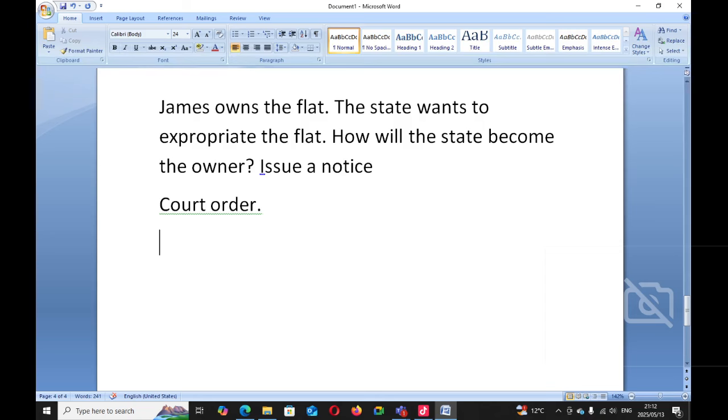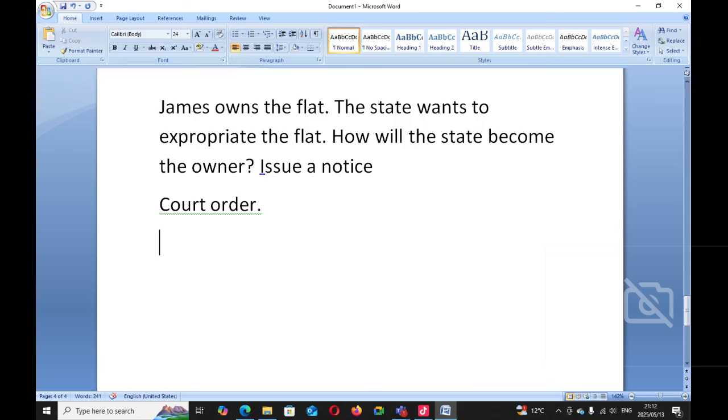Compensation is a procedure of expropriation. Remember, if they're expropriating James's flat, because James is the owner, he will be compensated. But it doesn't mean that the expropriation takes place when you are compensated. It's just a procedure. So the state can expropriate before you are even compensated. You can be compensated later when the state has already expropriated the flat. So by issuing a notice, your flat has been expropriated. The state has that particular power.